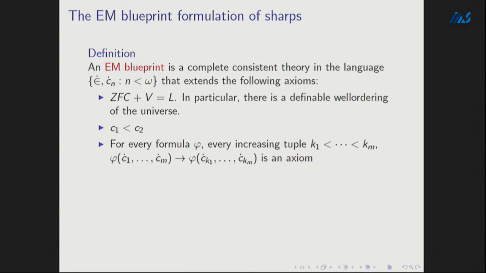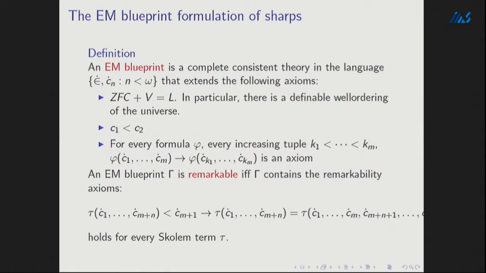So I guess many people are familiar with EM blueprints, so I'm quickly recalling the theory. An EM blueprint is a complete consistent theory in the language of set theory with constant symbols of order type omega. They are ordered, and it satisfies V equals L. And they are indiscernibles, namely the truth values only depend on the order of their subscripts. And so zero sharp is axiomatizable in terms of an EM blueprint. It is the unique, well-founded, and remarkable EM blueprint. So remarkability is some syntactical property called the remarkability axiom.